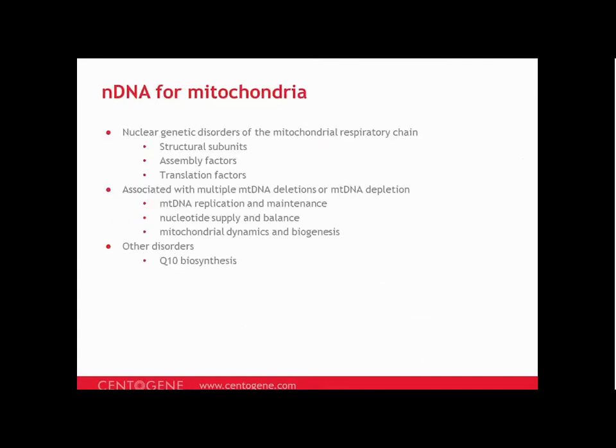Well, we talked about mitochondrial DNA and its inheritance issues, but what about nuclear DNA? As we mentioned, more than 1,000 genes are involved in mitochondrial protein coding, maintenance, and so on. Here you can find the roles that nuclear DNA plays for mitochondria. Nuclear genetic disorders of the mitochondrial respiratory chain can be listed as 3 subclasses, because nuclear DNA encodes structural subunits, assembly factors, and translation factors.